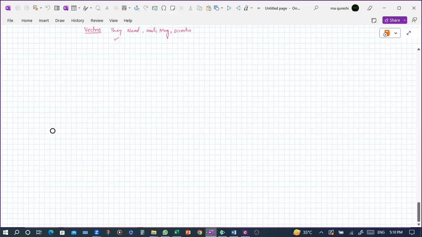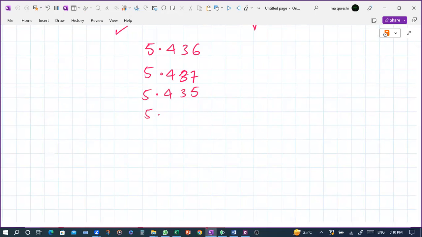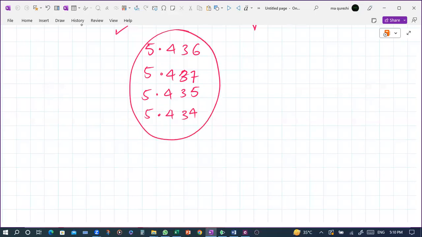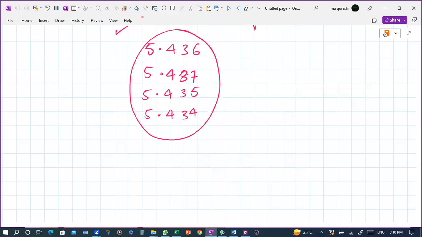I'm going to shift the window. For example, say I was having an experiment with the values 5.436, 5.437, 5.435, and 5.434. What does it mean? It means that I have some digits which are accurately known in all cases.